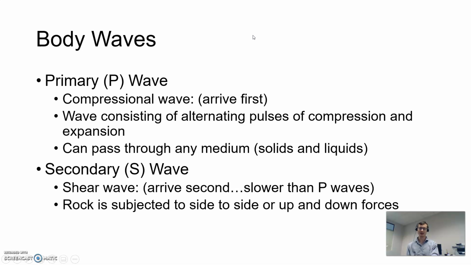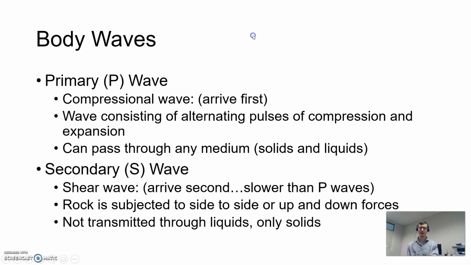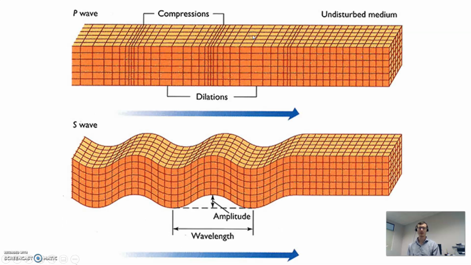Rock is subjected to side or up and down forces, motion which is not in the direction of travel for the wave. And importantly, this does not go through liquids. When a shear wave hits liquid, it doesn't transmit through it. This only goes through solids. These also typically tend to be more damaging than the primary waves.